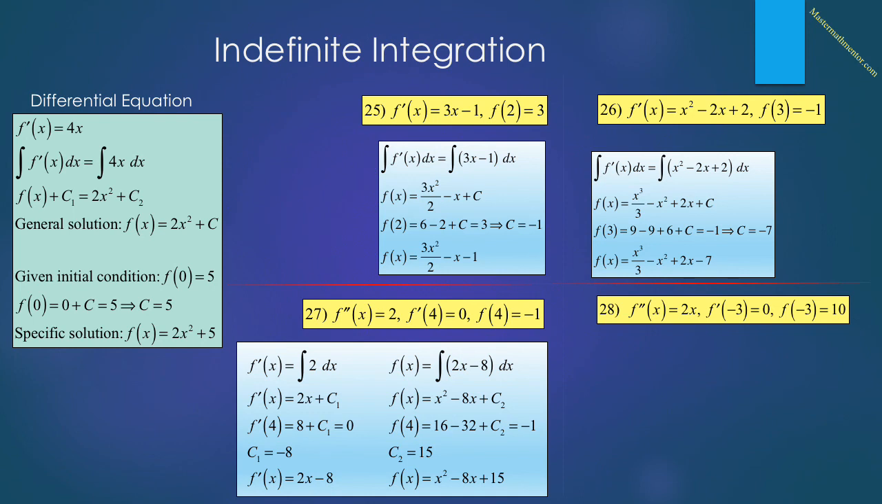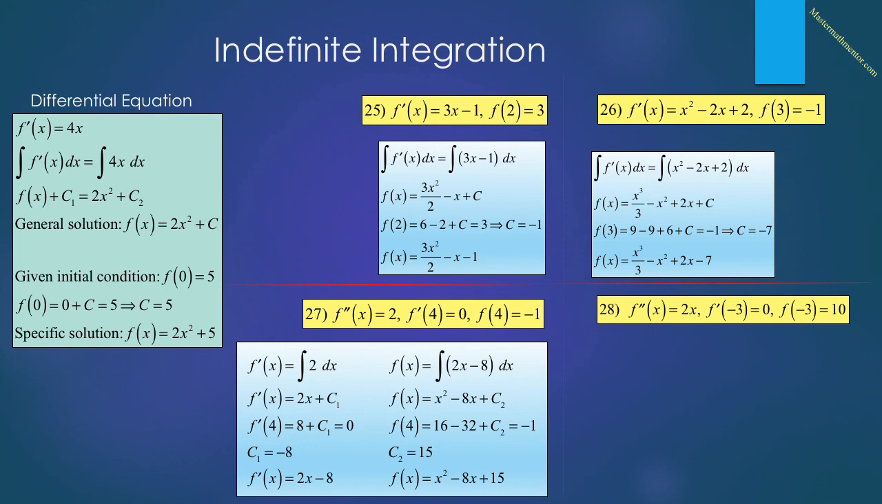27 is a second order differential equation. f double prime of x equals 2, f prime of 4 equals 0, and f of 4 equals negative 1. Since we're given f double prime of x, we start by finding f prime of x, which is equal to the integral of 2 dx. That means that f prime of x equals 2x plus c1.